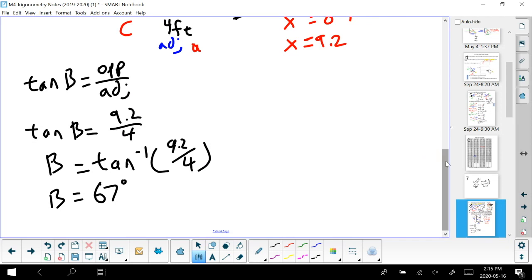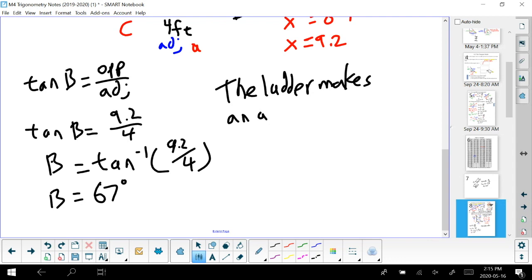Now we wanted our answer to the nearest degree, so 66.5 will round up to 67 degrees. So to answer our question, the ladder makes an angle of 67 degrees with the ground.